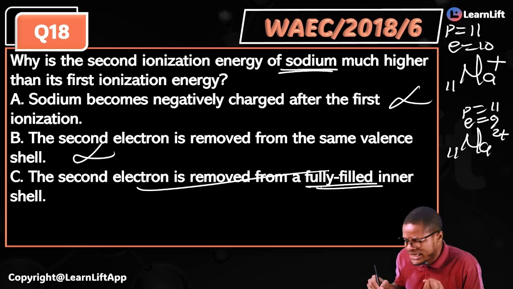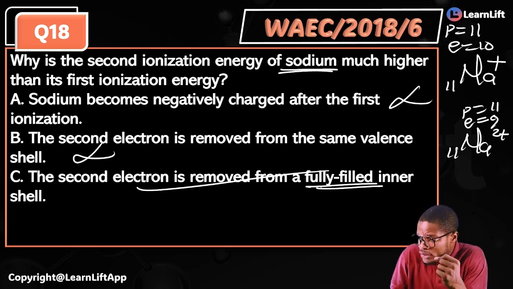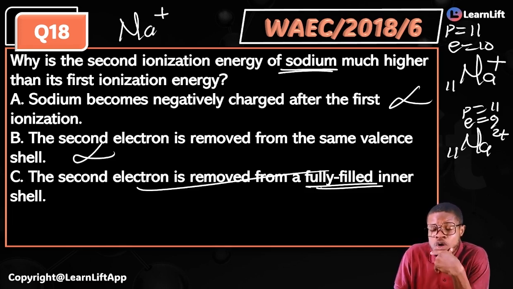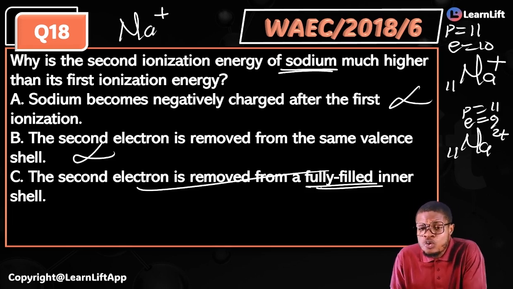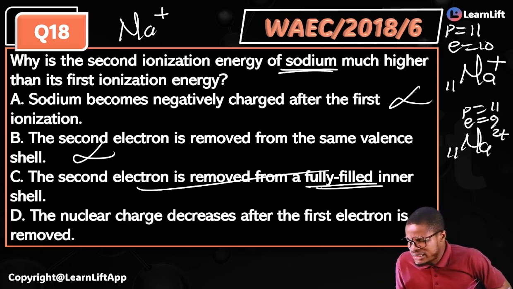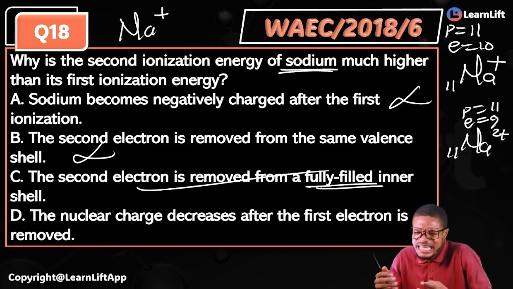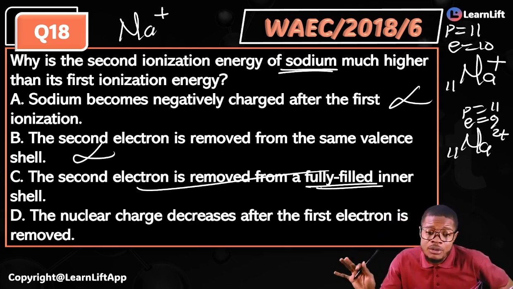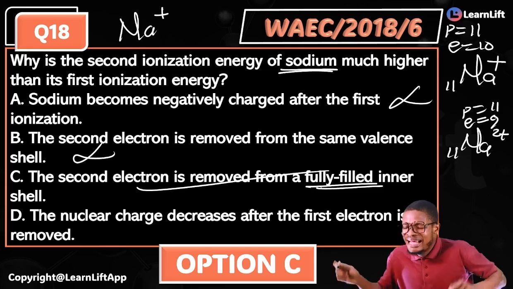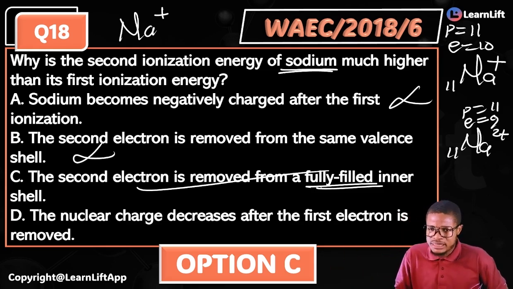Beautiful. Option C says the second electron is removed from a fully filled inner shell. That's very, very correct. Your sodium, Na plus, like this, you have it. You want to come and remove another electron, meaning you go and be removing the electron from a fully filled inner shell. Option D says the nuclear charge decreases after the first electron is removed. My dear, what is the answer? Option C is the correct answer. Second electron is removed from a fully filled what? Inner shell is the correct answer.